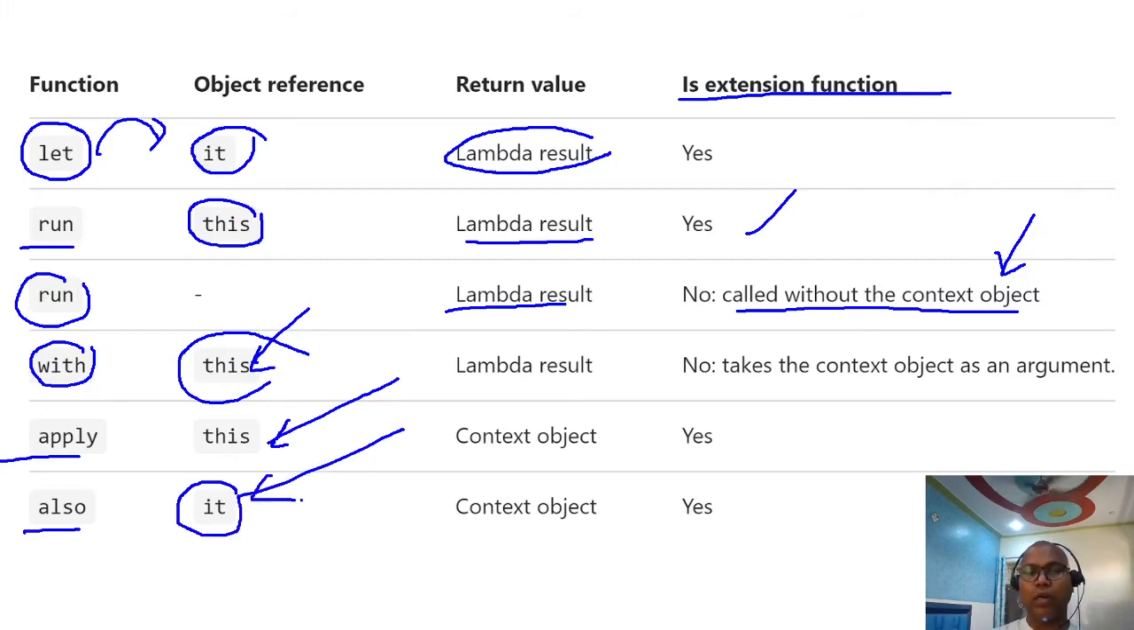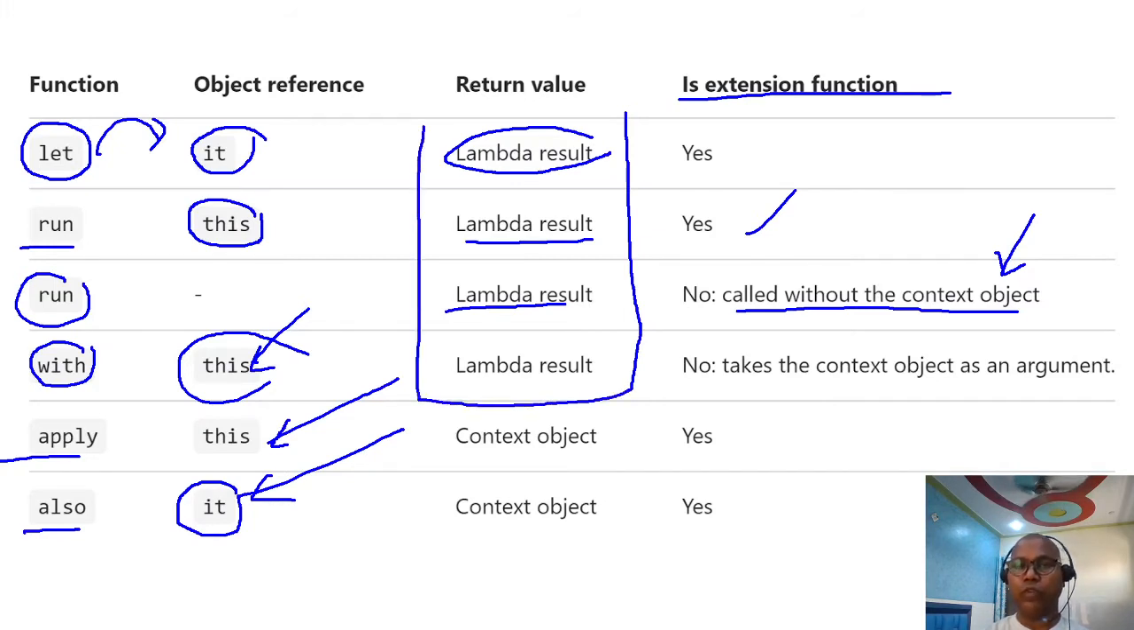So in short, in all the scope functions, within the lambda expression of that scope function, if you want to access the actual context object, you can use either it or this. If you notice, for the first three the lambda expression result would be your lambda result, but in the case of apply and also, they return the context object. The object is returned itself.